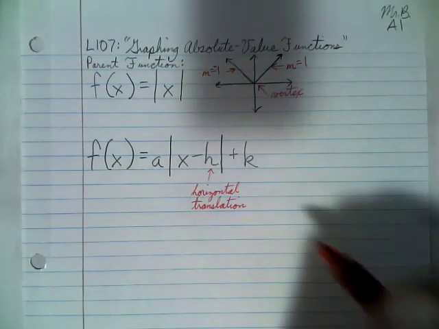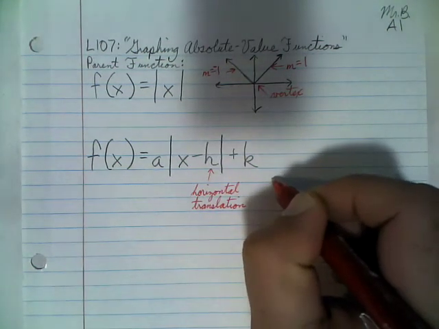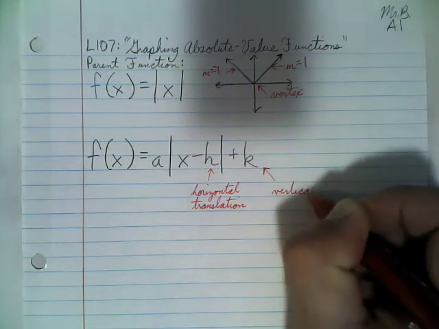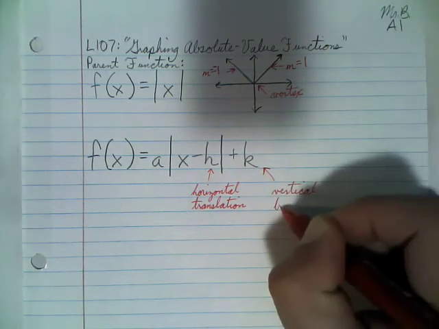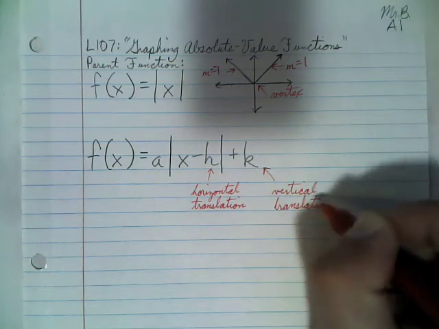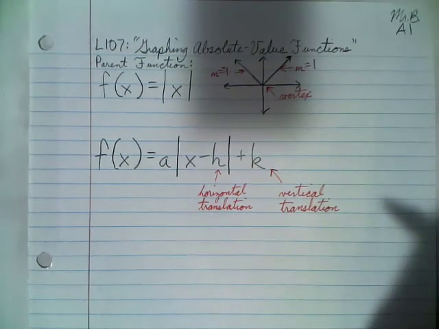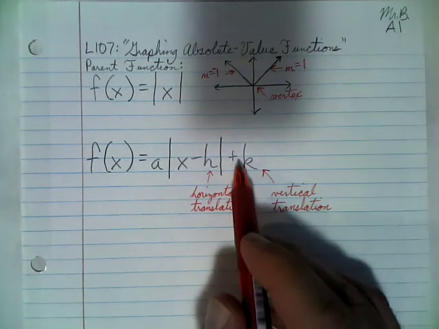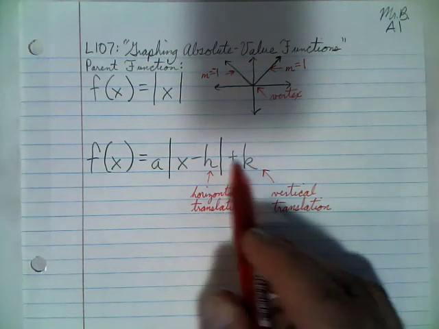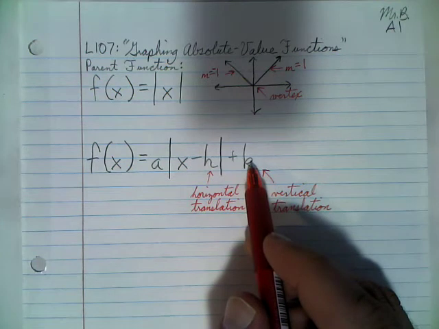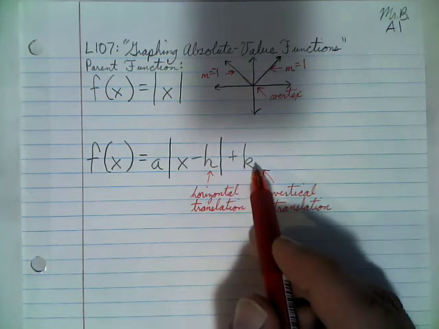On the outside here, we've got K, and K is the vertical translation. So how far it's pushing our graph up or down. Now, since the formula says plus, what you see is what you get. If this says +2, yeah, it's really going up 2. If it says -3, yeah, it's really going down 3.